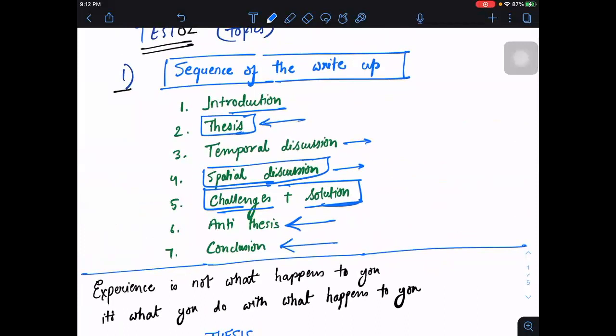There are two types of statements that eventually come in your essay paper. One type is where they write a statement and put a question mark, and that question mark implies that you need to provide your opinion, take a stand and then start writing the essay.